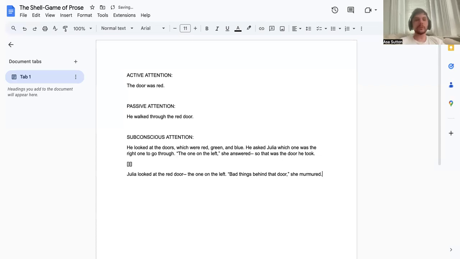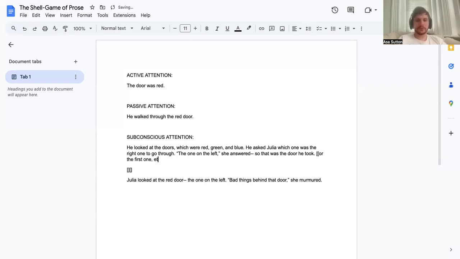these are things where you get a chance to put things together after the fact. The point is that unless you shift your attention into the active, you don't actually notice what's happening. That's subconscious attention.